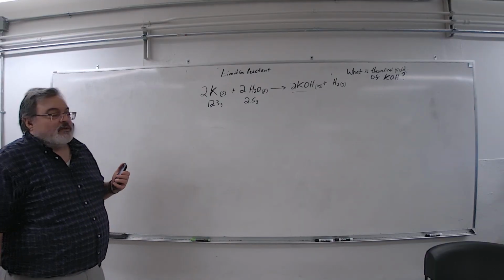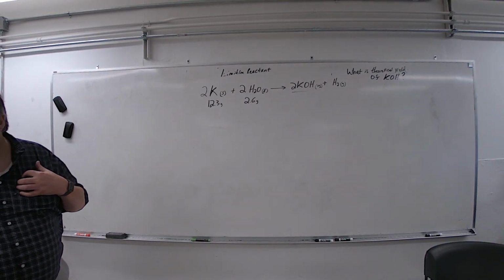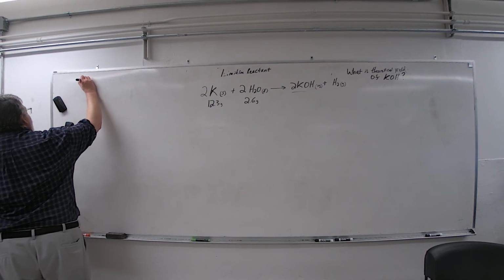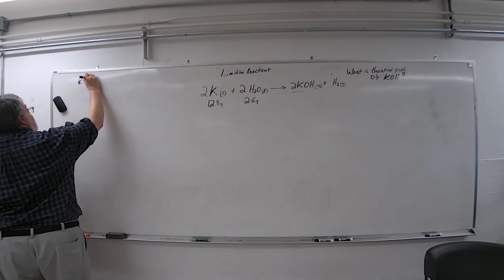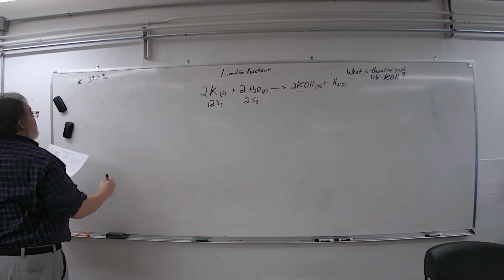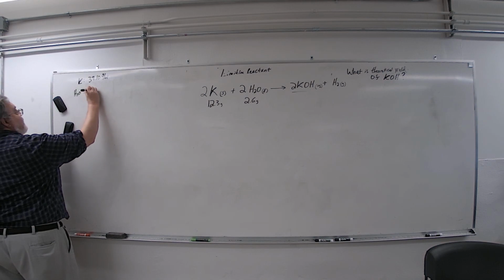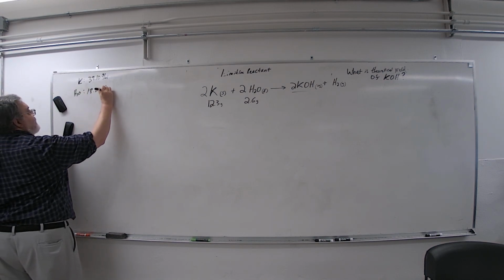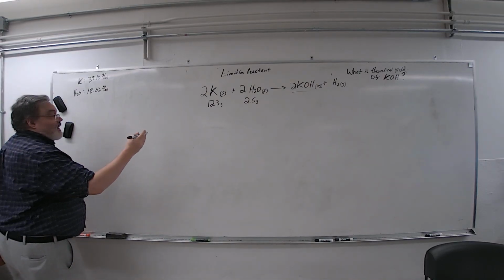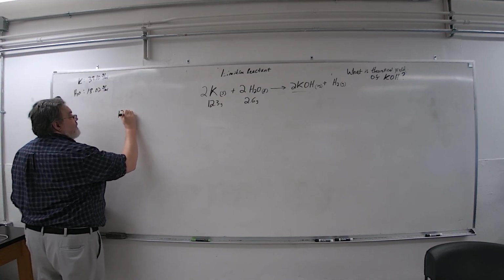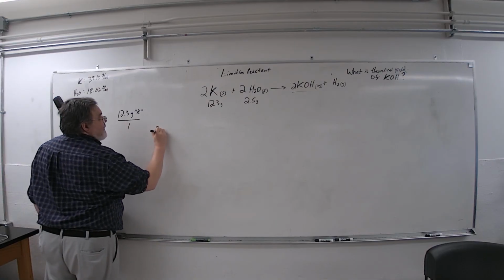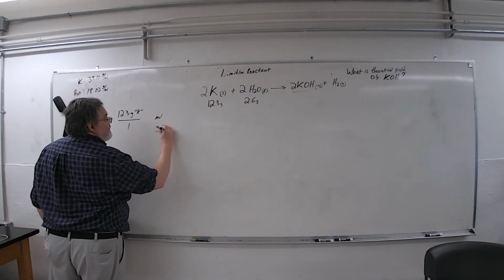To find the theoretical yield of this, we first have to figure out which one is limiting. Potassium is 39.10 grams per mole. H2O, 18.02 grams per mole. All right. So if I just picked one, I'm going to start with K. And I'm going to go 12.3 grams of potassium, grams per mole of potassium.